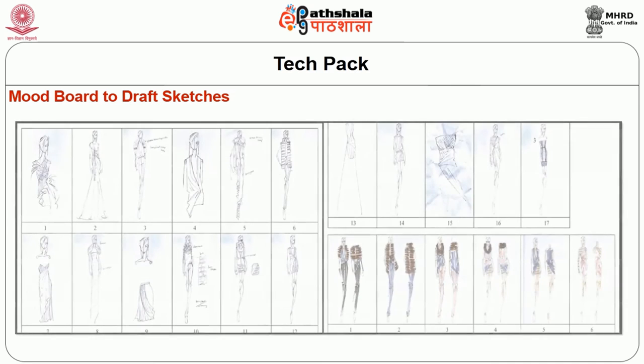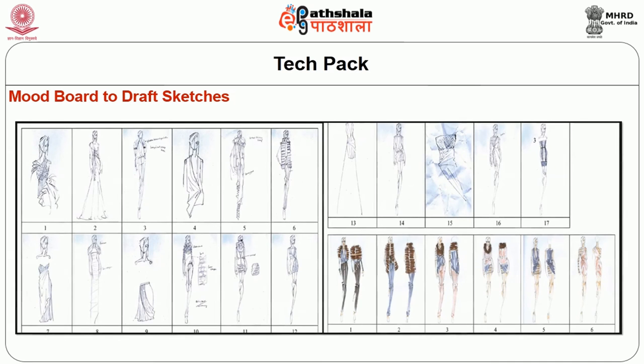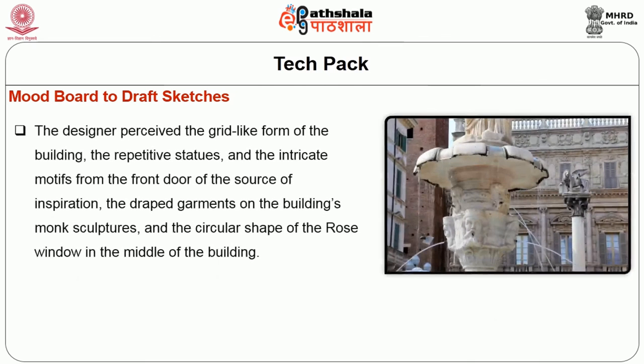The final sketches are these last six images which have colors, slots, details of the garments all included in the sketches. So the designer actually perceived the grid-like form of the building, the repetitive statues and the intricate motifs from the front door of the source of inspiration, the draped garments in the building's monk sculptures, and the circular shape of the rose window in the middle of the building.